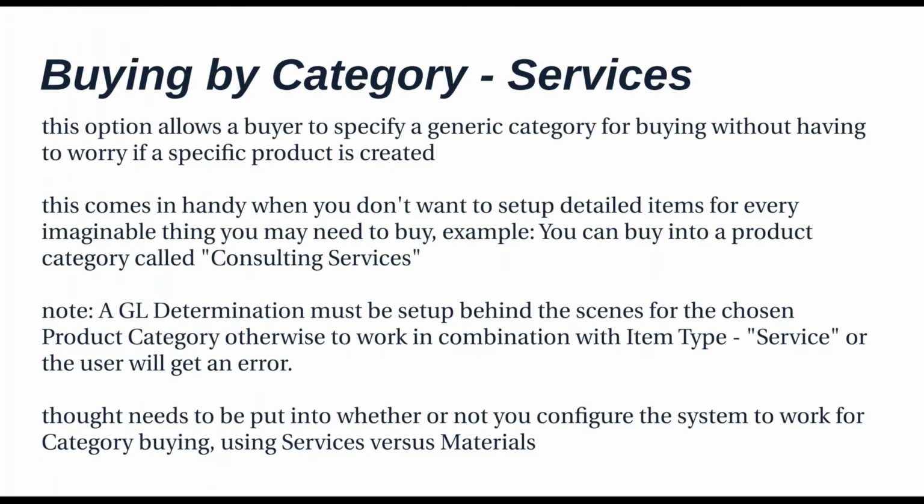So another option, if we're buying by category for services, this option allows a buyer to specify a generic category for buying without having to worry if a specific product is created. So similar idea to our office supply one, we can create a broad category called consulting services. We can have a GL determination set behind there. And by virtue of the item type being set to service, the system will drive it to a GL account, and then the user can put in the specific description if this PO needs to go out to the actual service provider with enough detail for it to be meaningful.